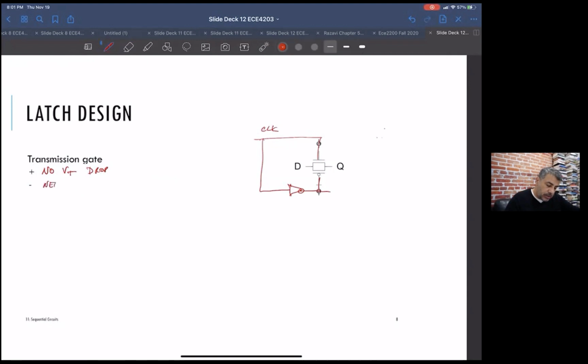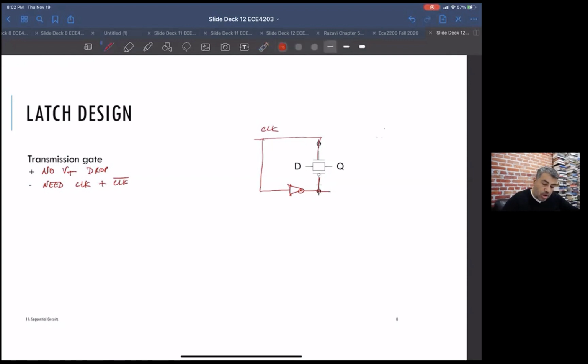We need clock plus clock bar. Another way to look at that is we have this extra gate capacitance that we're driving. So our clock network, which could be either clock or clock bar, has more power consumption built into it. And then it has almost the same issues after that.